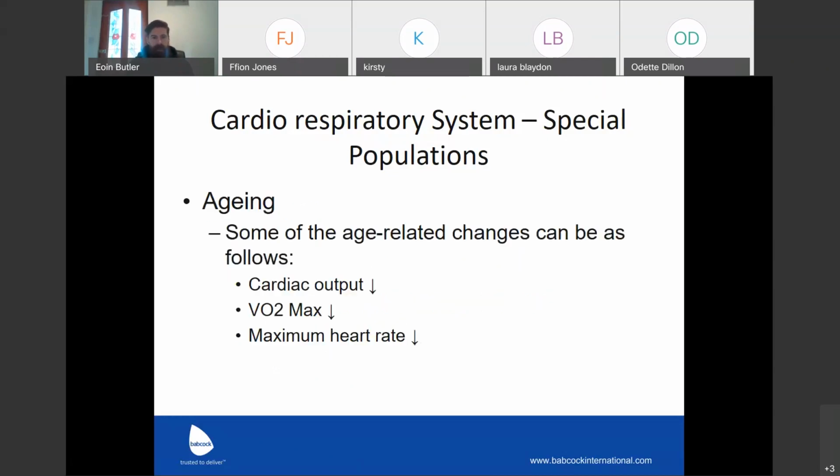Aging population then. So some of the age-related changes can be as follows. Cardiac output decrease, VO2 max decrease, maximum heart rate will decrease, blood pressure can increase, and there's basically a general reduction in the efficiency of the cardiorespiratory system. Now, we don't tar everybody with the same brush because people are becoming more and more active. So people of a certain age, we don't just say, oh, because you're this age, all of this stuff has happened to you. But it could happen. So we need to be aware of it.